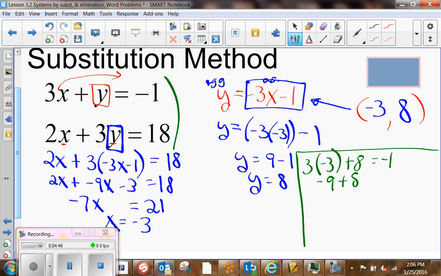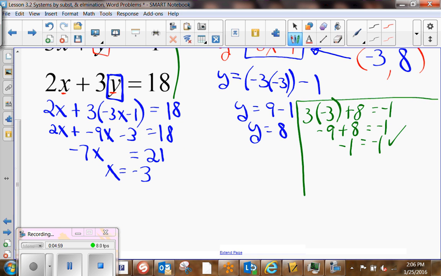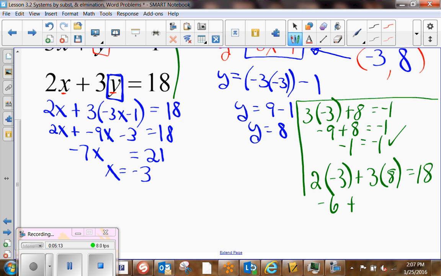Negative 9 plus 8 is negative 1, so that one checked out. Bingo. But I'm not done because I have to check it in both equations. So in the second equation, I have 2 times my x, which is negative 3, plus 3 times my y, which is 8, which needs to be 18. Let's see. Negative 6 plus 3 times 8, which is 24, is 18. Negative 6 plus 24 is 18. So bingo. I know without a shadow of a doubt my answer is correct.